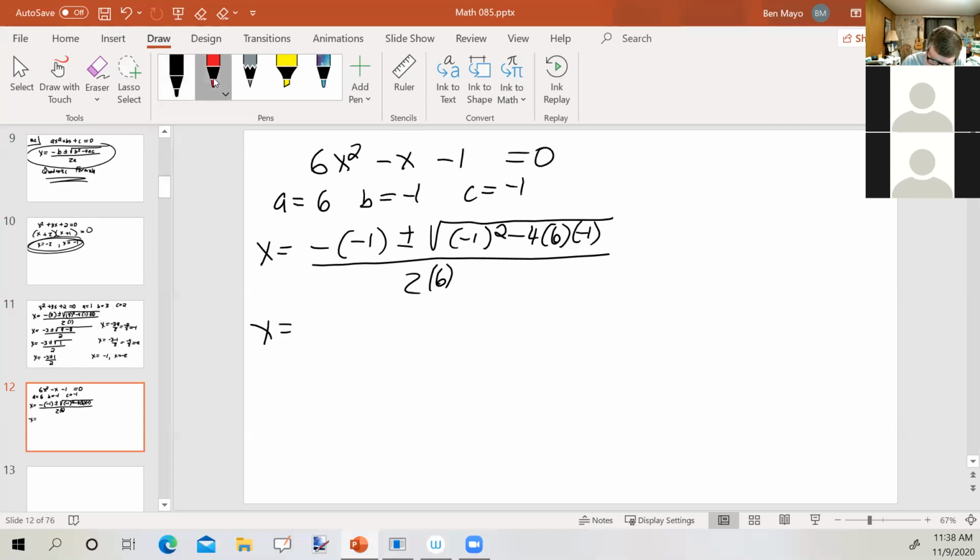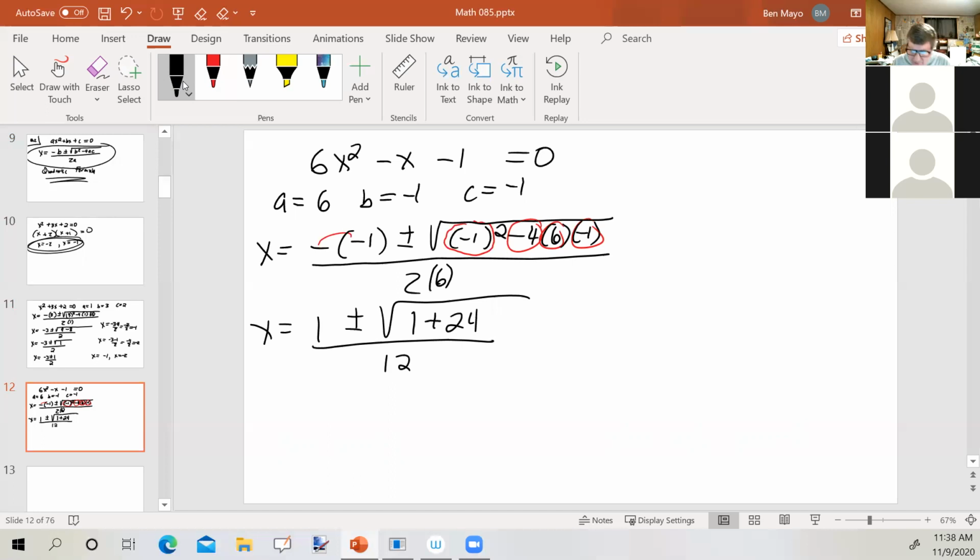x equals, well, let's see here, negative times negative, that's going to be a +1, plus or minus. I also want to point out that notice the -1, the whole thing is grouped. So -1, the quantity squared, is going to be a +1. And then also we've got -4 times +6 times -1, which is going to be a +24 all over 12. I really want to emphasize the signs because that tends to be where people mess up in this process. They get the general idea, but the little teeny details like the signs are where mistakes tend to happen.